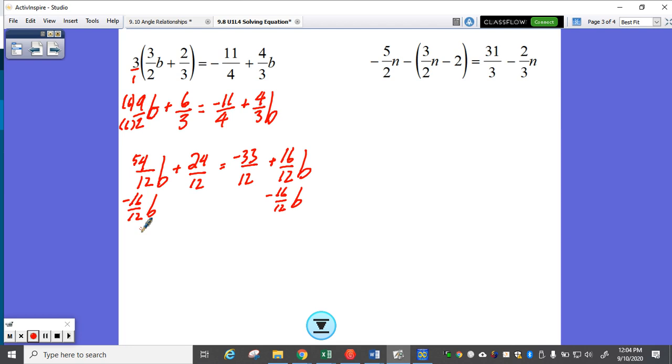All right, so we're going to subtract this 16 over 12b. And we get 38 over 12b. Let's subtract this 24 over 12. And that's going to equal negative 57 over 12.